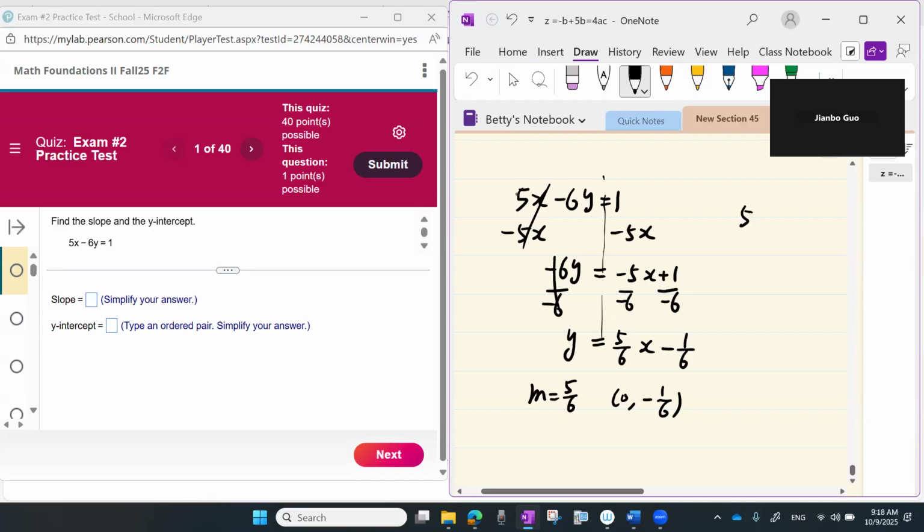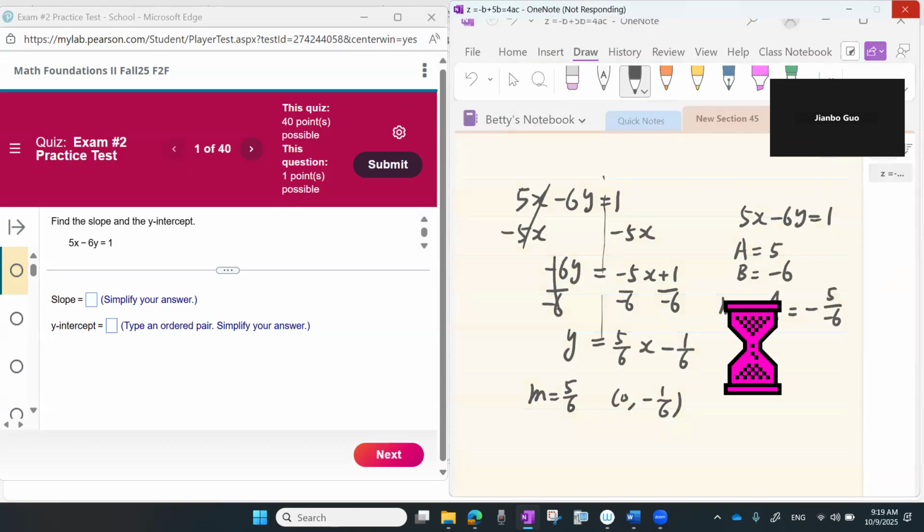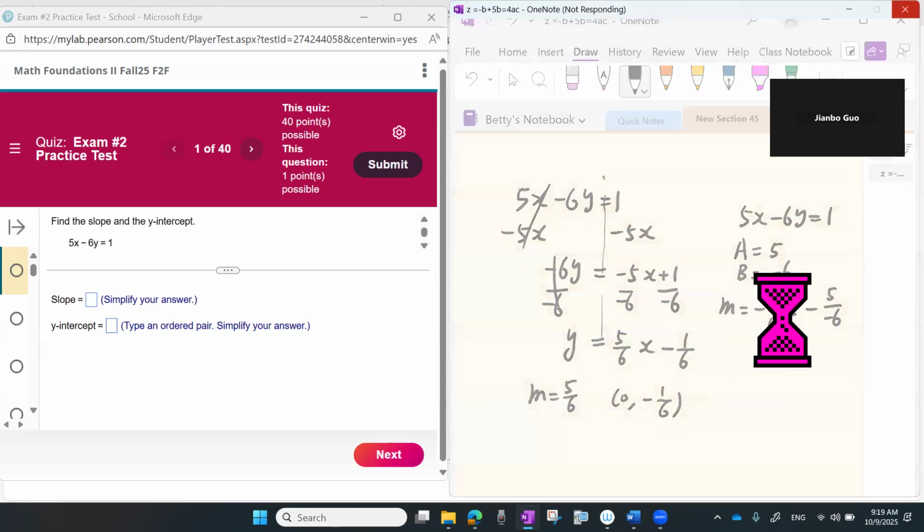The other way: 5x minus 6y equals 1 is in the standard form. The coefficient of x is 5, the coefficient of y is negative 6. The slope is the opposite of a over b. So we have a negative 5 over negative 6, and that is a positive 5 over 6, since we have two negative signs in the expression.